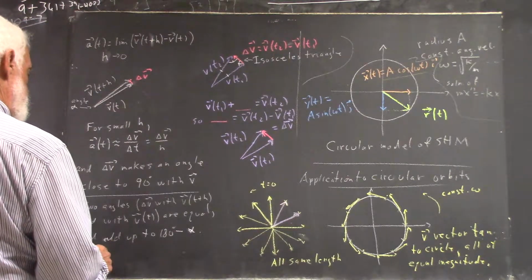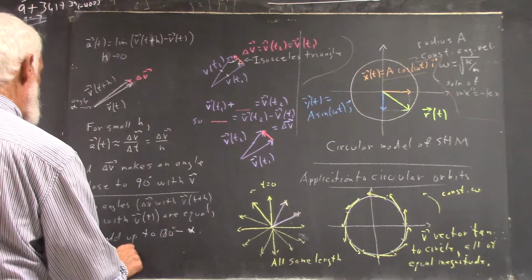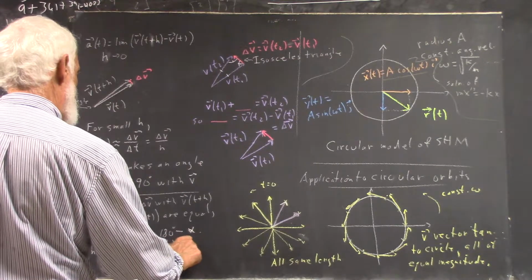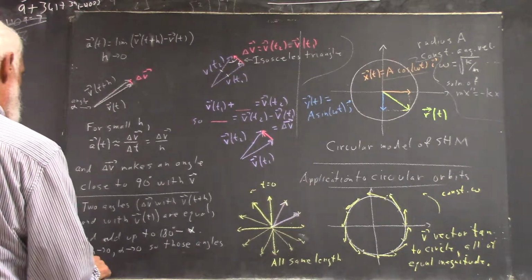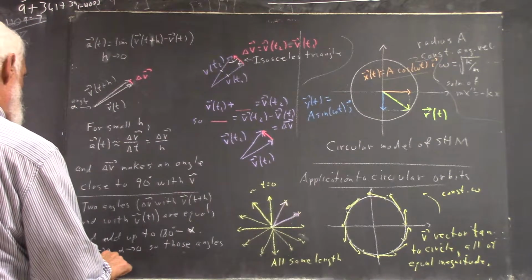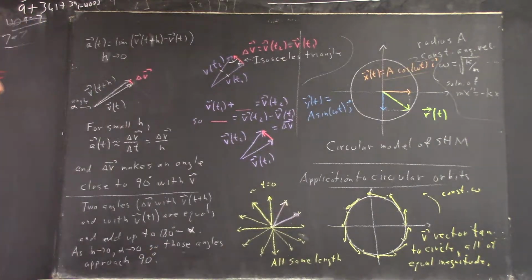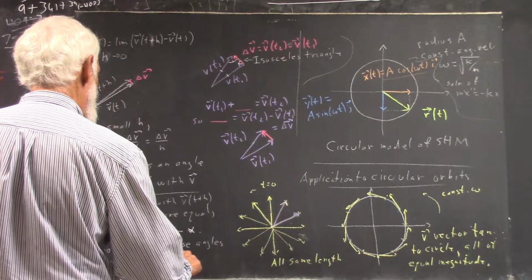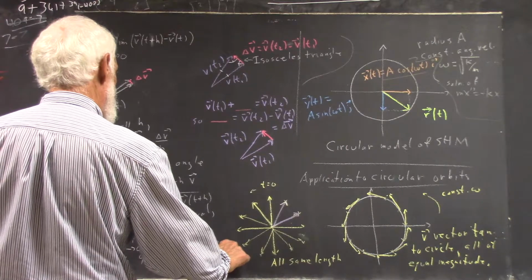and as h goes to 0, alpha goes to 0, so those angles approach 90 degrees, and it follows that A of t is perpendicular to V of t.